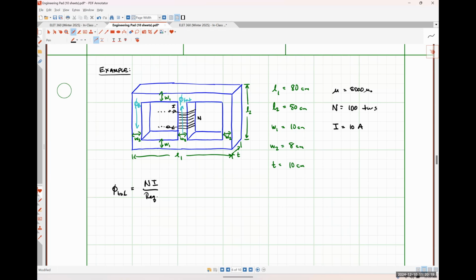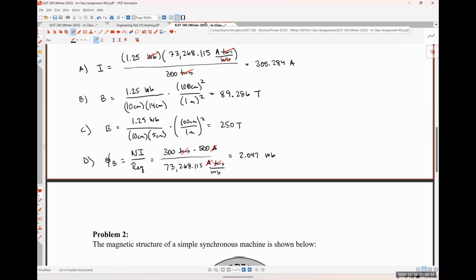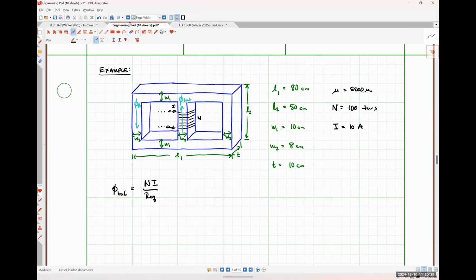right? So just let me double check because I'm seeing some questioning looks. So let me make sure I haven't done the wrong thing. No, it looks like the equation is Ni over Req. So why couldn't we use that, right? So if we find the total flux in the system, once we know that, we should be able to figure out how much flux is carried by any individual leg of this thing, okay?